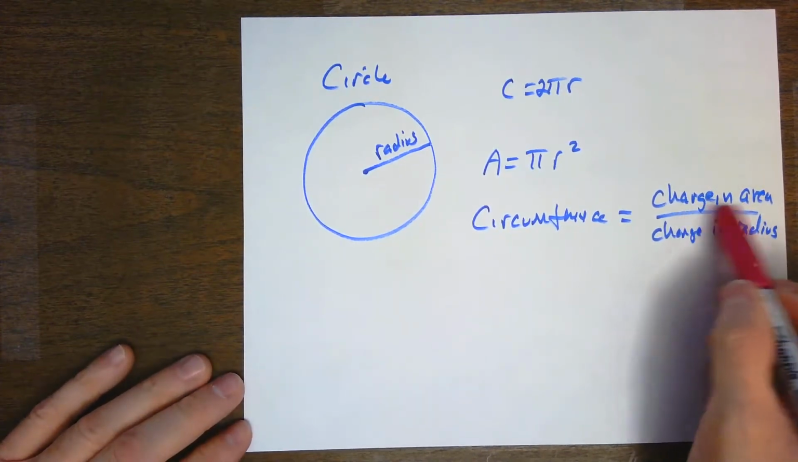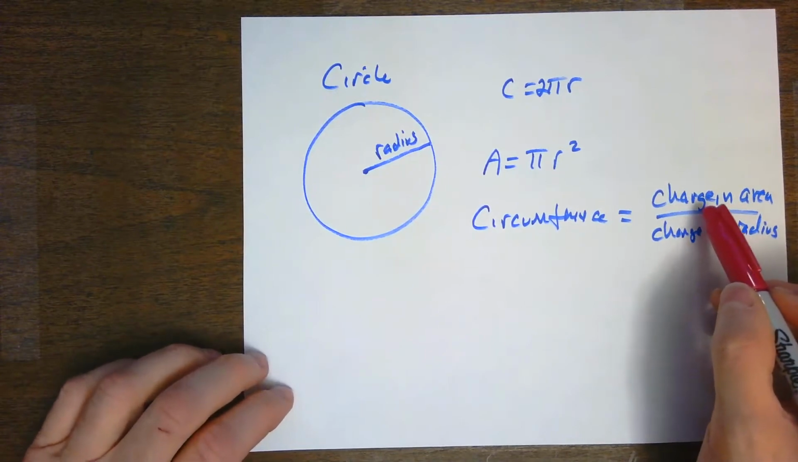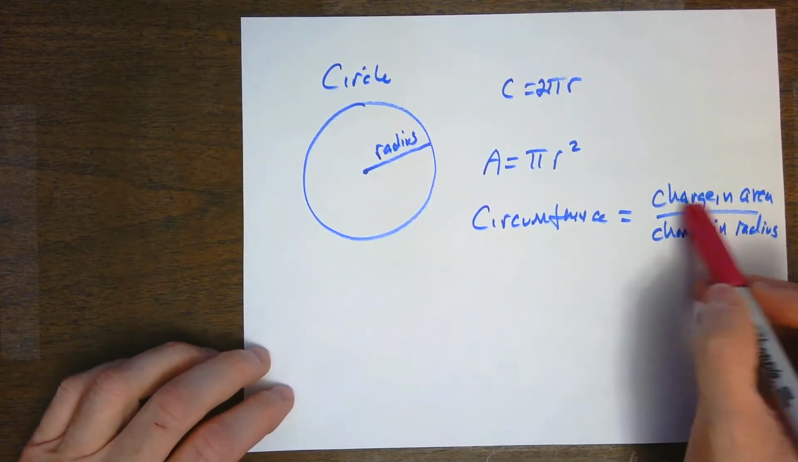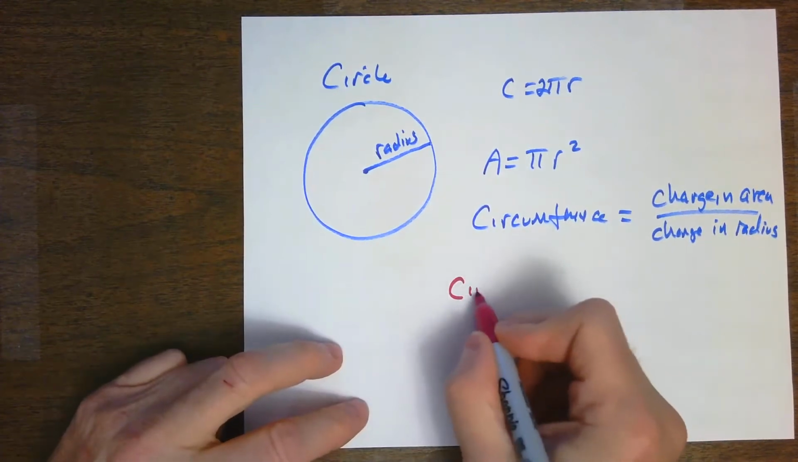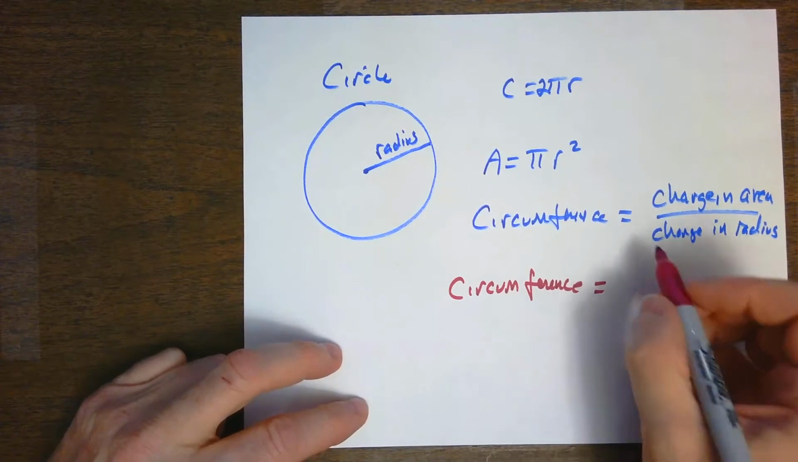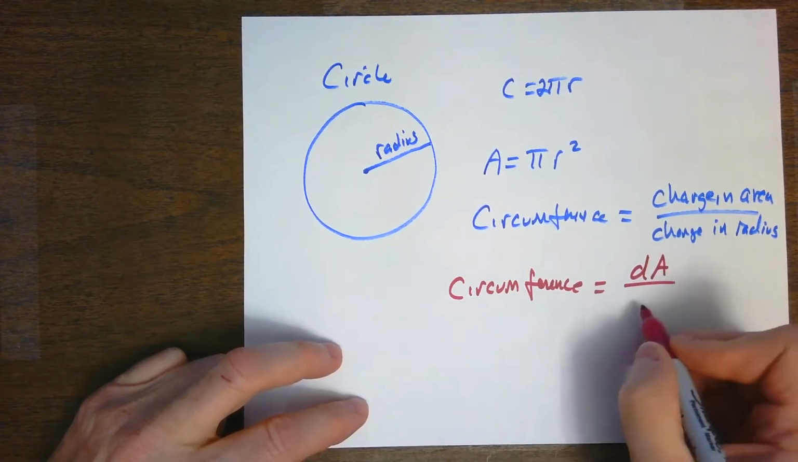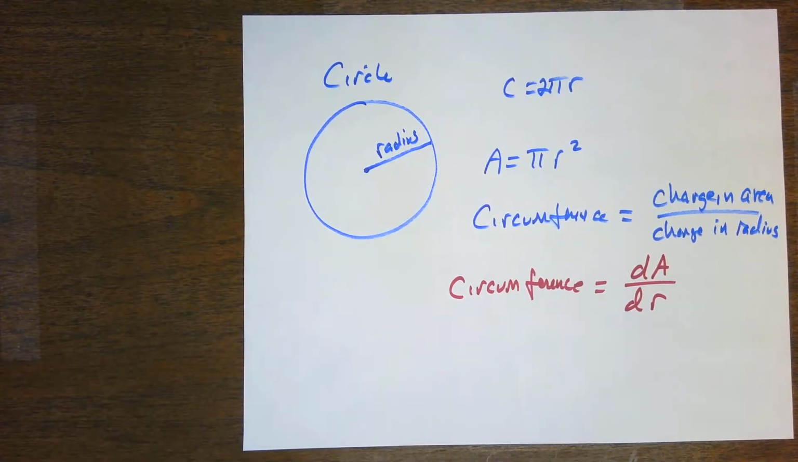We have a better way of writing that. Change in. What do you think of when you think of change in? I know you're thinking triangle, right? But no, we're beyond that. So we're going to say that the circumference can be written as dA over dr, the change in area over the change in radius.